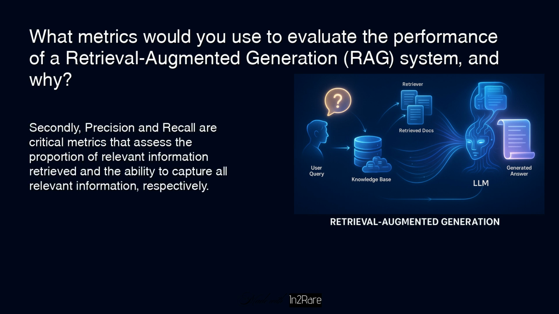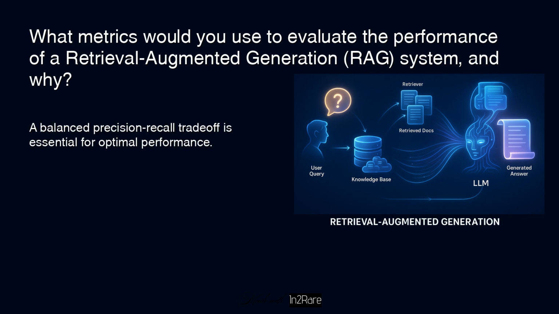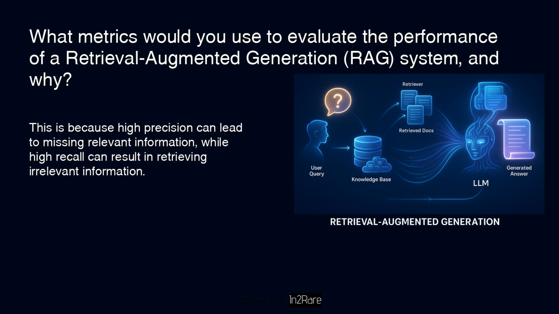Secondly, precision and recall are critical metrics that assess the proportion of relevant information retrieved and the ability to capture all relevant information, respectively. A balanced precision-recall trade-off is essential for optimal performance. This is because high precision can lead to missing relevant information, while high recall can result in retrieving irrelevant information.